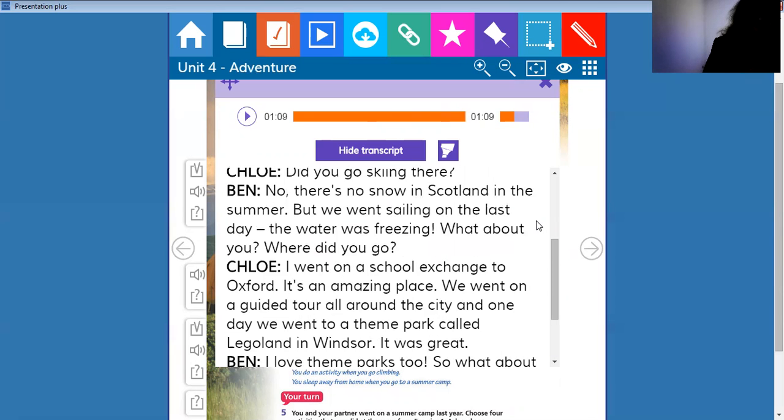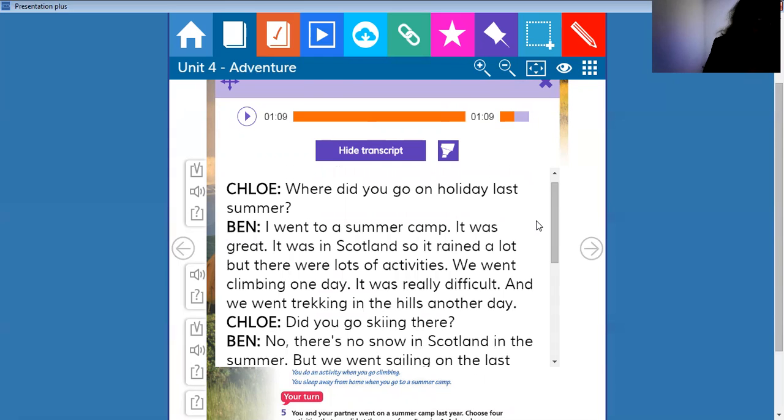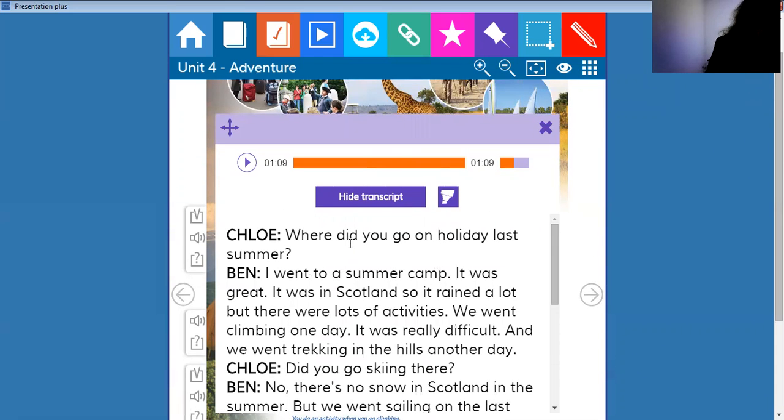Okay, if you look here, in the reading, you can find many verbs in the past. Look at this, the auxiliary did, because we use this only in the simple past. For example, here, I went to a summer camp. It was, here we have the verb to be. It was in Scotland. So it rained. Do you remember this? When the verb is a regular verb, you have to use ed. Now where again, the verb to be, and the verb go in the past, went.